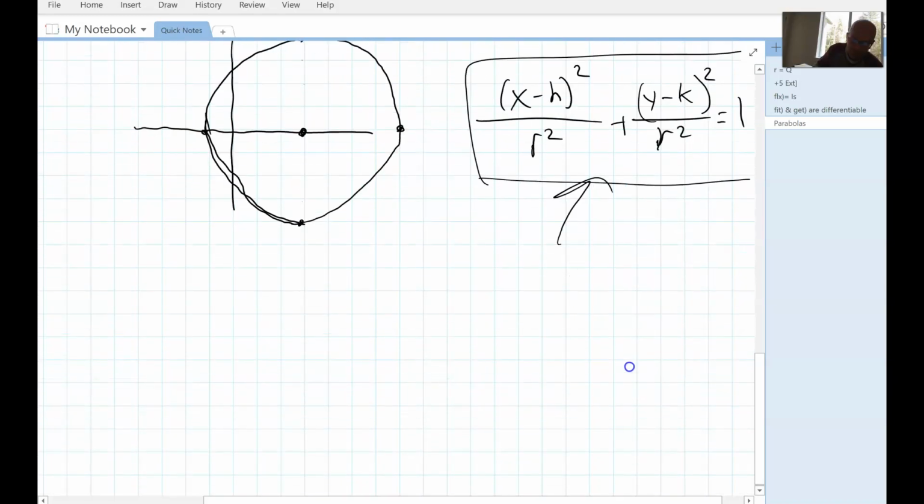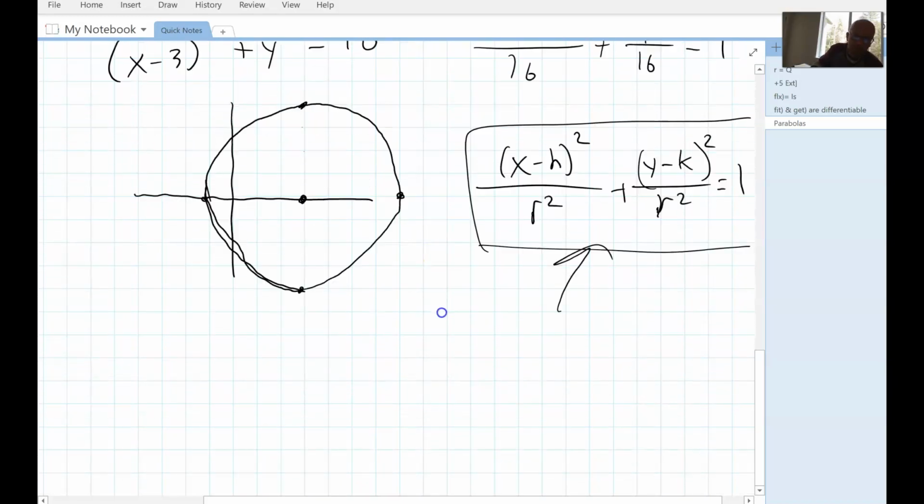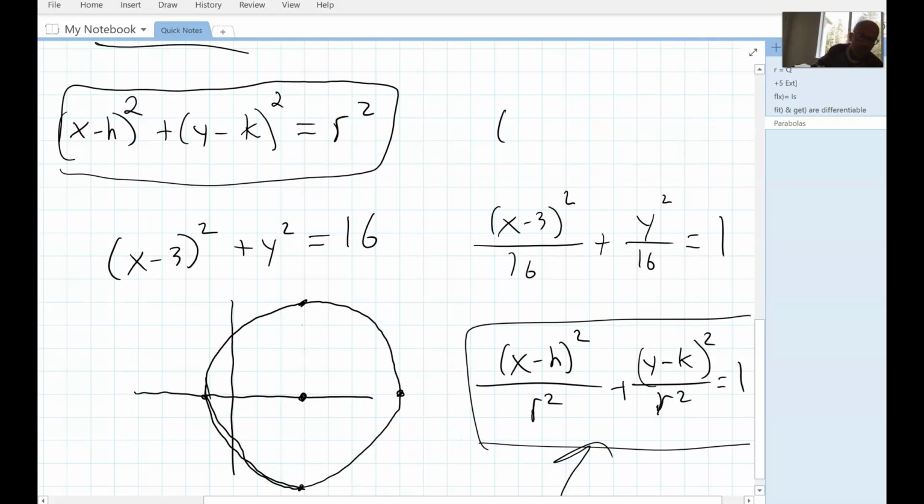Didn't want to spend a lot of time with circles because I think they're pretty easy once you get the idea of what the equation looks like. All right.